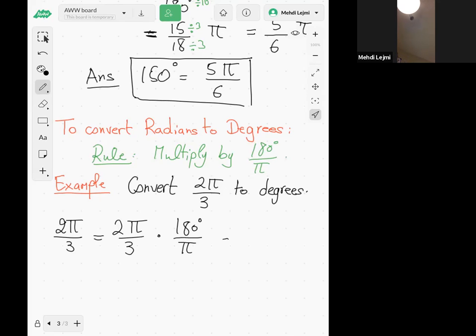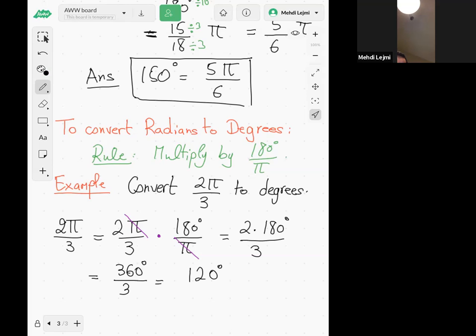So as you can see, guys, here there's a pi in the numerator and there's a pi in the denominator. And of course this is a product. So if it's a product, you can cancel out the pi in the top and in the bottom. So this is just now 2 times 180 degrees over 3. So 2 times 180, that will be 360 degrees over 3. As Joel said, that will be 120.